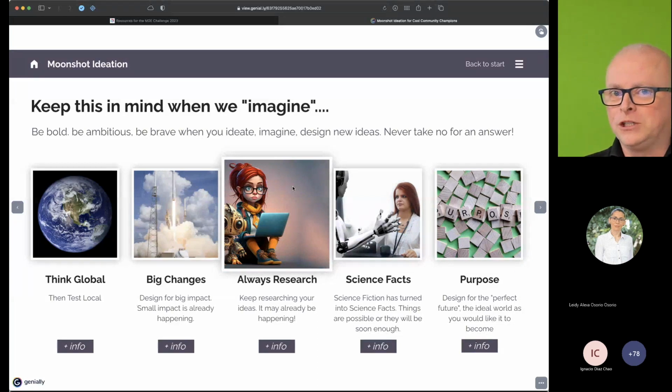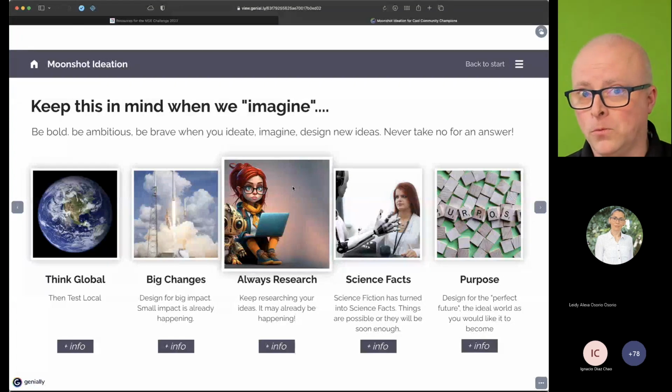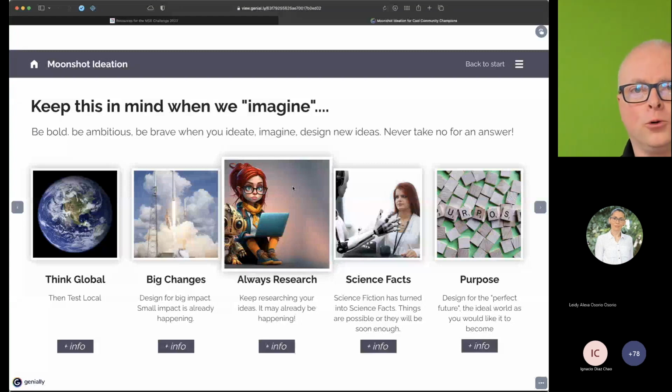Research doesn't have to be something scientific. Research can be to do some search on the internet for what is already happening in terms of trying to solve this problem. Are there solutions already to the problem we are trying to solve? What are those solutions? Where are they? Who's doing it? So do your research, come up with ideas, do your research.